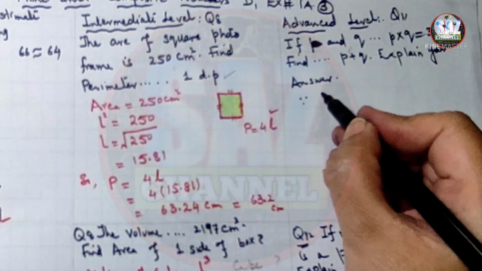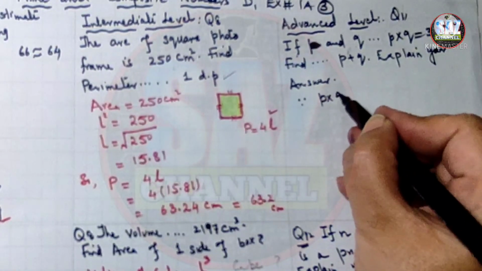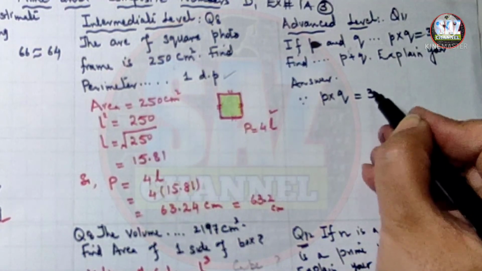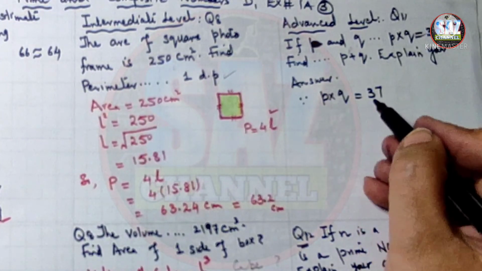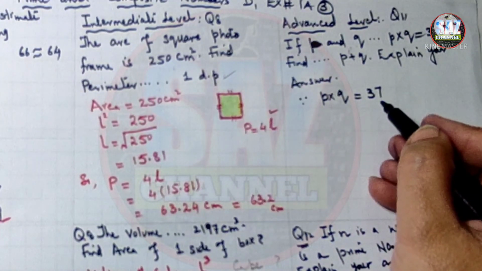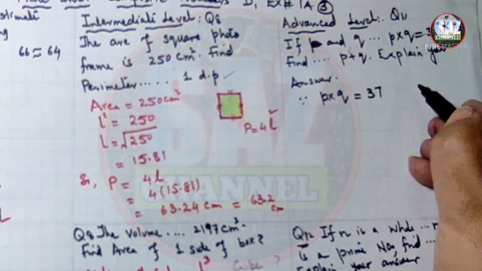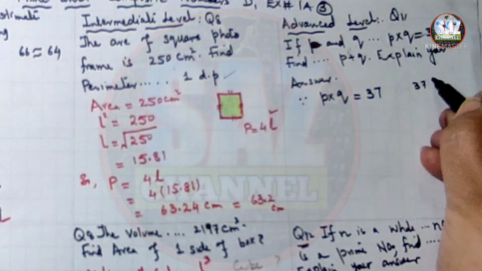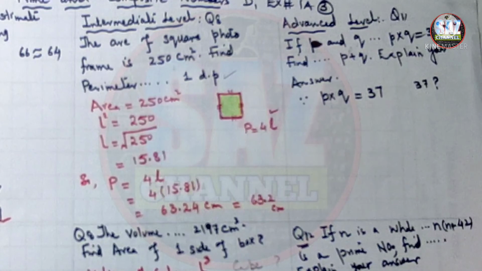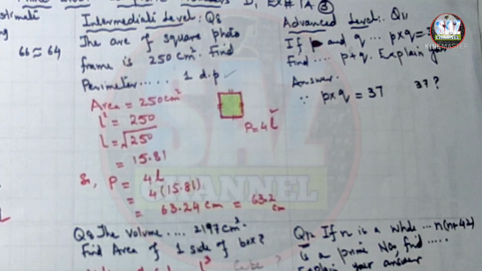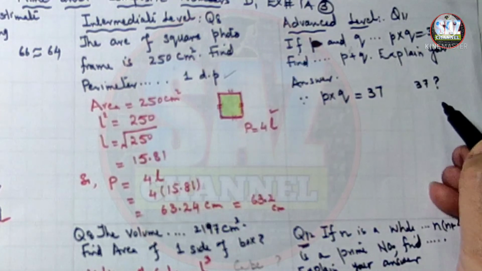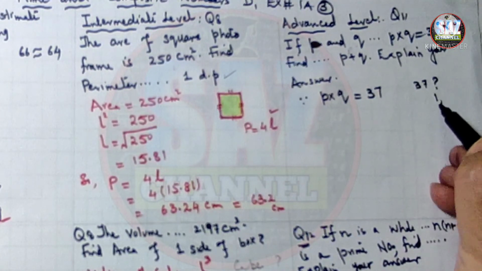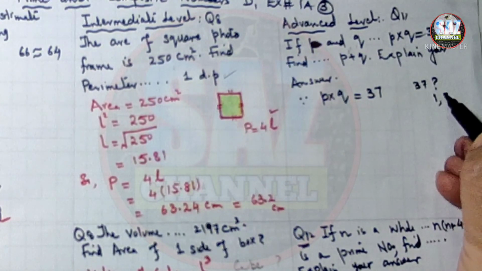How to understand the question? We should have two numbers in such a way that when we multiply them together, the answer is 37. Now think about 37. What type of number is 37? It's a prime number. And what are the qualities of prime numbers? Prime numbers are the numbers that have only two factors. One is the number 1 and the other is the number itself.